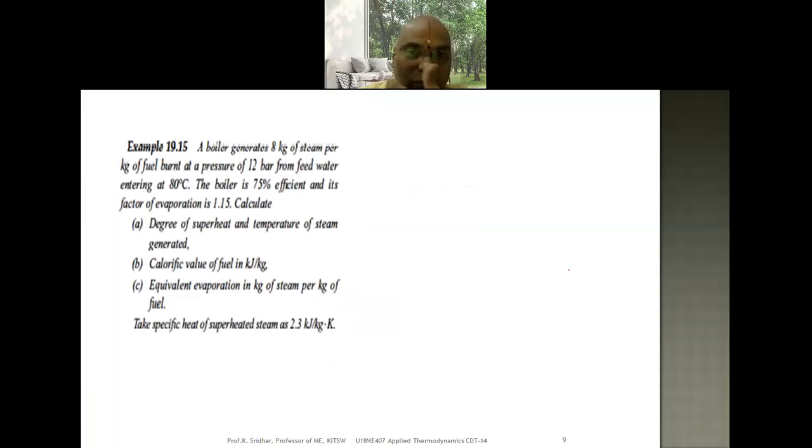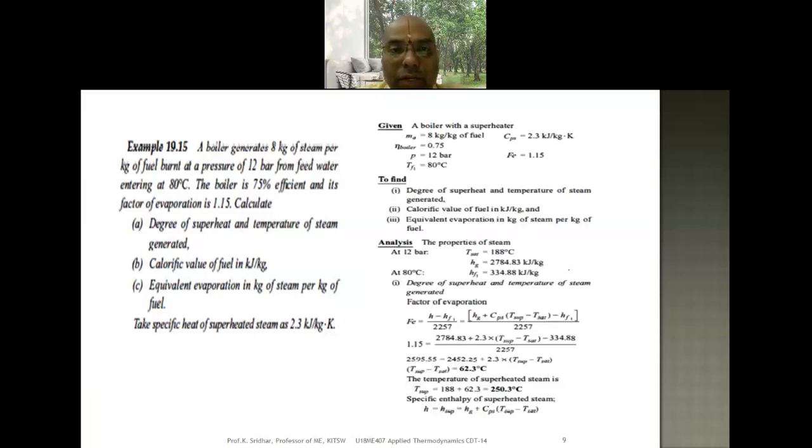Now, based on these important factors, let us solve a problem on the boiler efficiency or the performance of the boiler. Just go through the problem. A boiler generates 8 kg of steam per kg of the fuel burnt. First, write down the given data. That is m_a equivalent to 8 kg of steam per kg of fuel, at a pressure of 12 bar. From the feed water, P is equivalent to 12 bar, entering at 80 degrees centigrade.